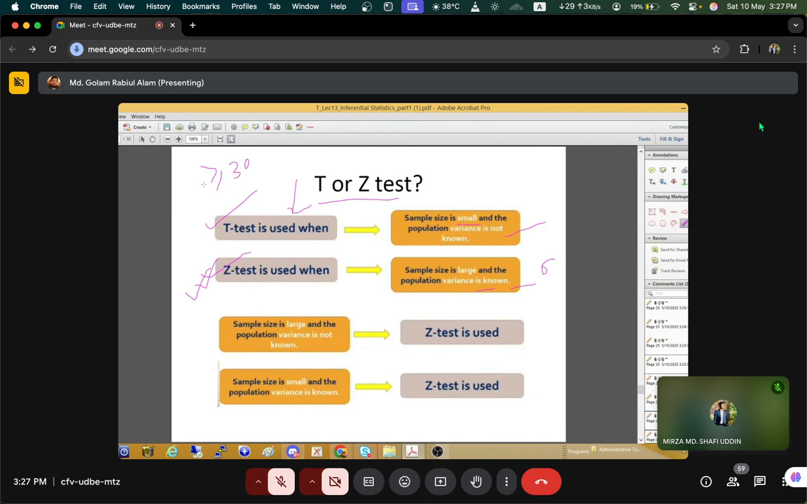The sample size is greater than or equal to 30. That is called large. Usually we assume that as large.